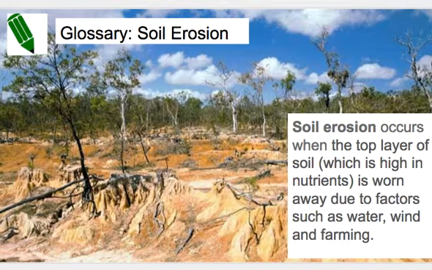Let's look at soil erosion now. So soil erosion occurs when the top layer of soil, which is high in nutrients, is worn away due to factors such as water, wind and farming. Often erosion creates large gullies, which you can see in the picture here, which obviously makes it difficult to grow crops and plants. Please pause to put this definition on your worksheet.